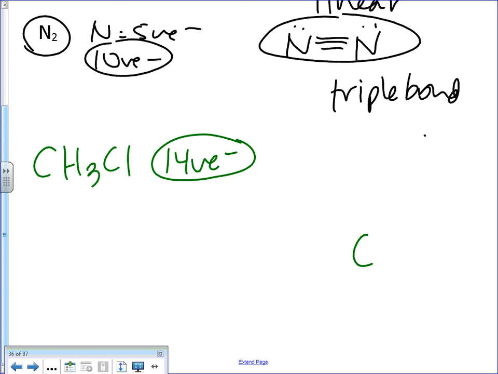Carbon loves bonds. He wants to be in the middle. So what do you do with the rest of them? Bond, bond, bond, bond. Hydrogen, and just make them as symmetrical as possible. You guys finish it.